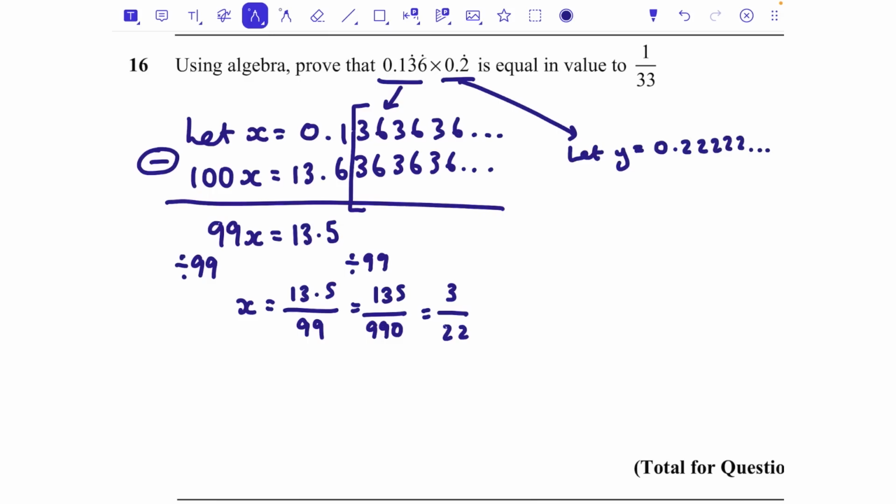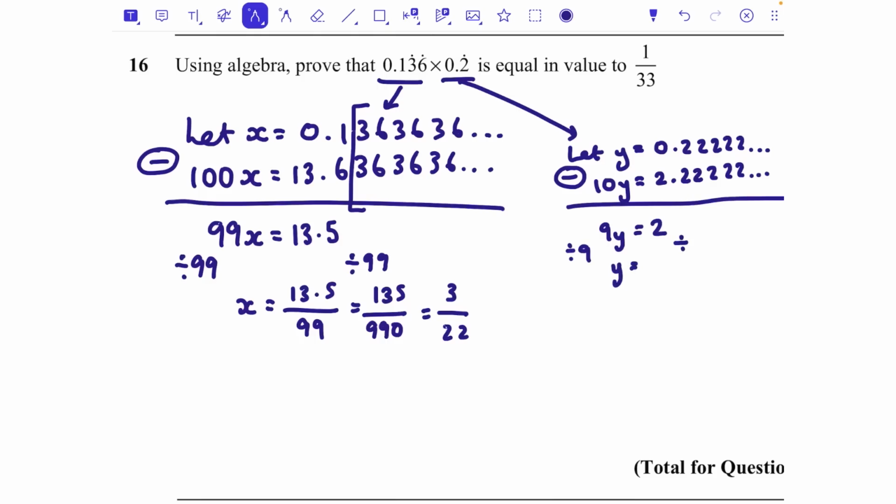0.22222, and here, because there's only one digit that's repeating, I only need to times by 10 to line it up. 2.22222. Taking away, we're going to do the bottom row, take away the top row. So that is 9y equals 2. Everything else would cancel. So y, if we're dividing this side by 9, also dividing this side by 9, is 2 over 9.